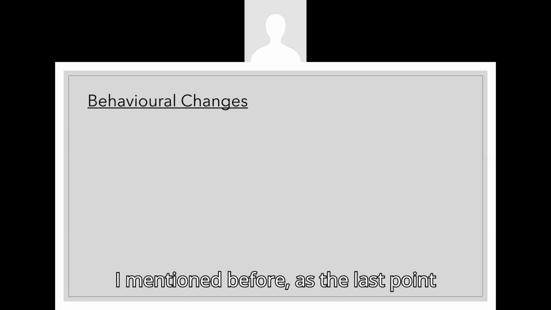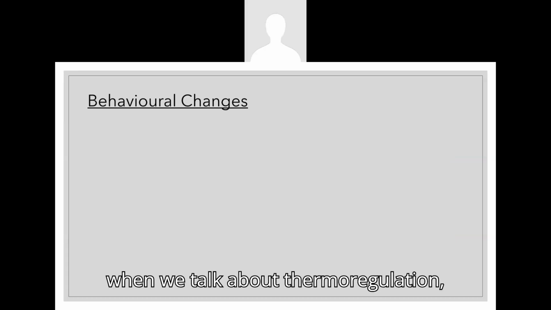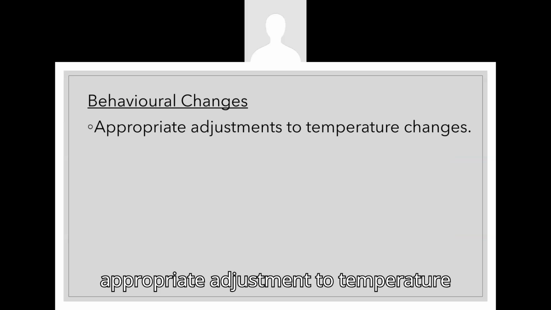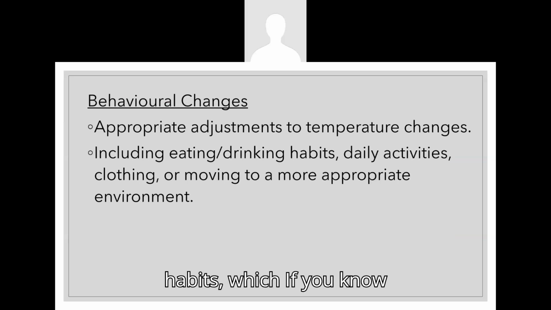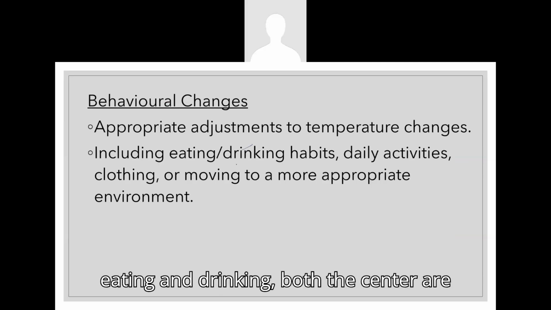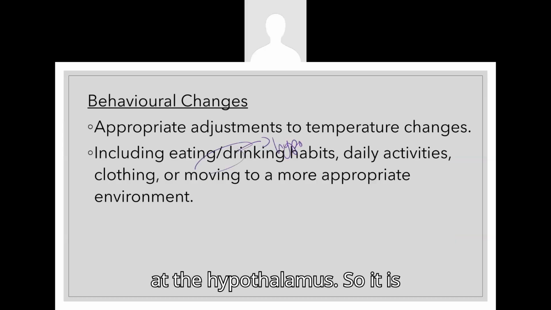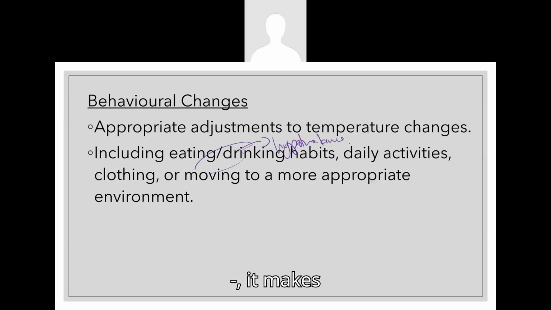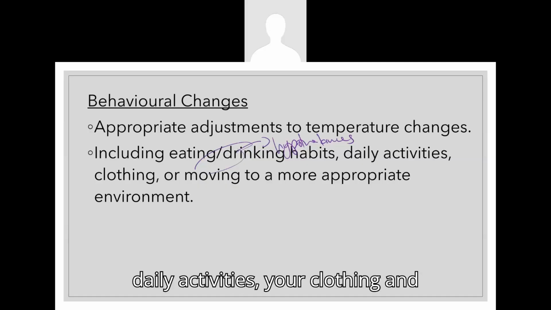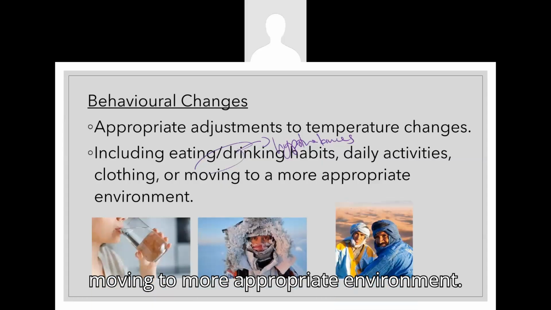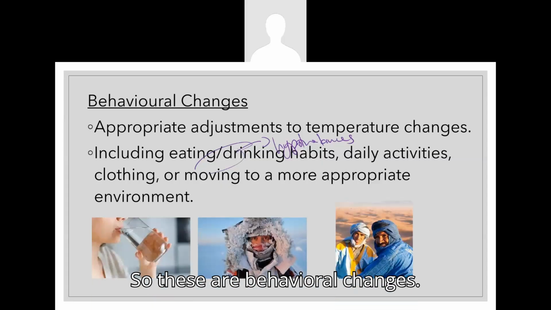Behavioral changes, as I mentioned before, as the last point when we talk about thermoregulation, appropriate adjustment to temperature changes, including your eating, drinking habits, which, if you know, eating and drinking, both the centers are at the hypothalamus. So it makes sense when you think about it. So involve daily activities, your clothing, and moving to more appropriate environment. So these are behavioral changes.